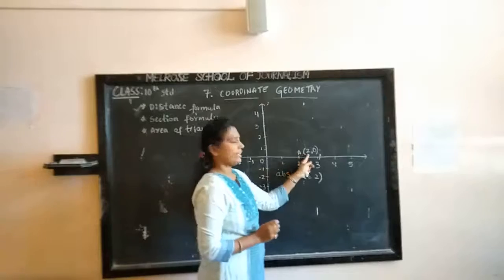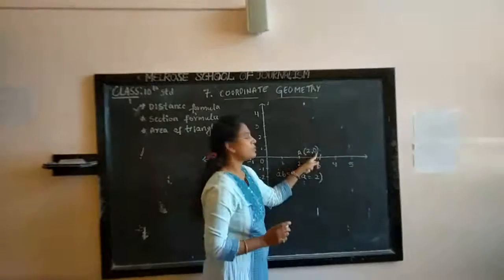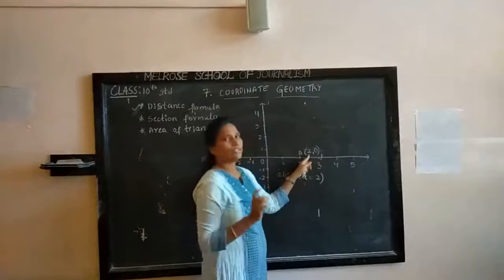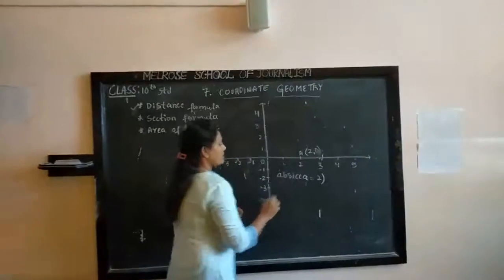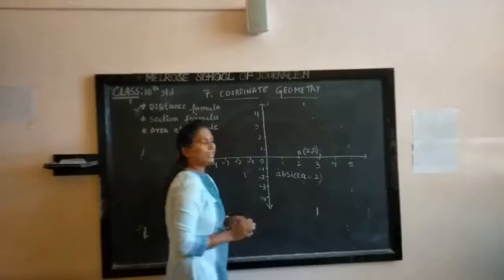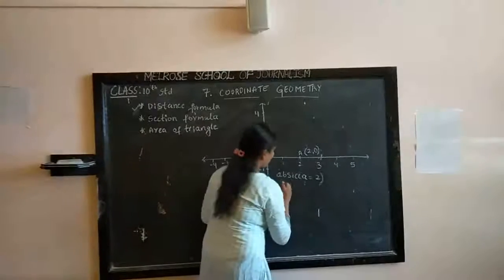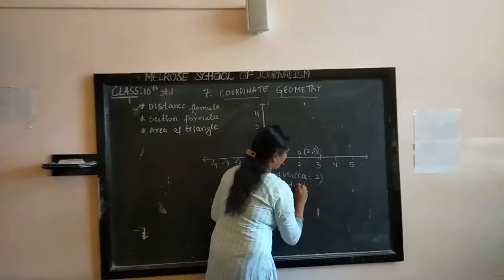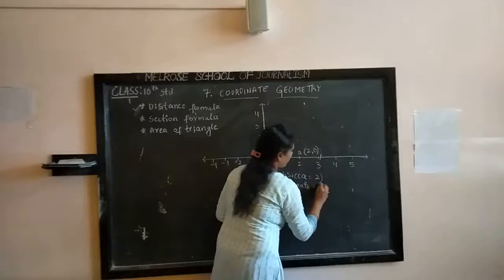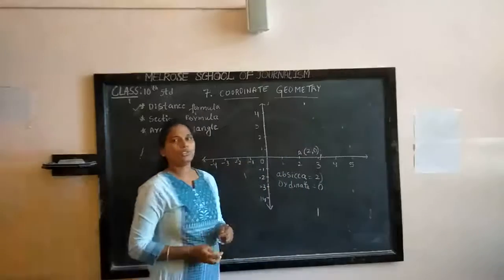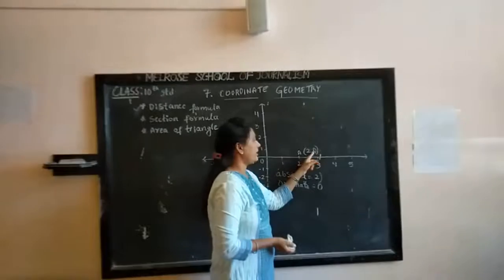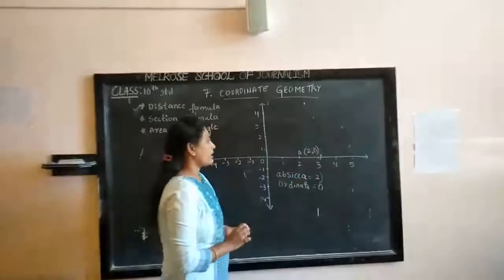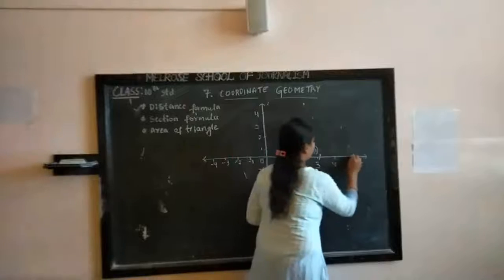Here is the x ordinate and this is the y ordinate. The x ordinate is called the abscissa. Here the abscissa value is 2, and the y coordinate is nothing but the ordinate. The ordinate value is 0. So for point A, the abscissa is 2 and the ordinate is 0. In the same way, represent one more point, that is B.